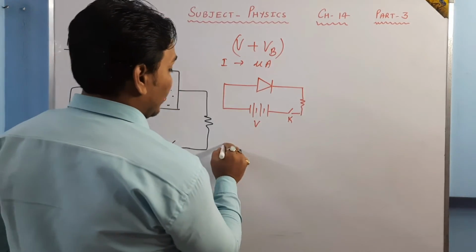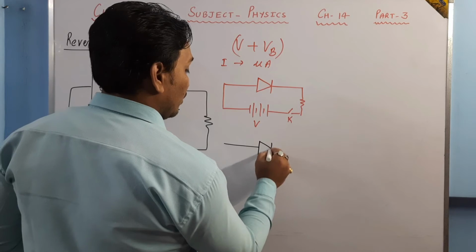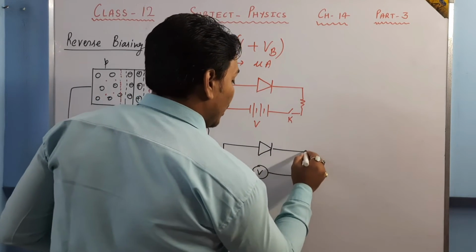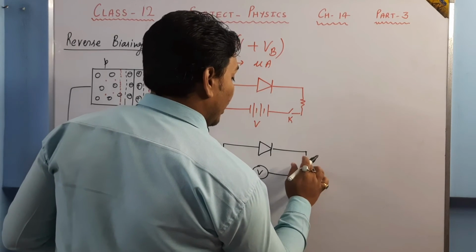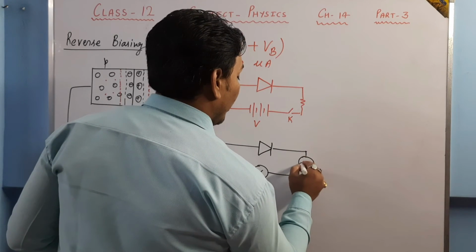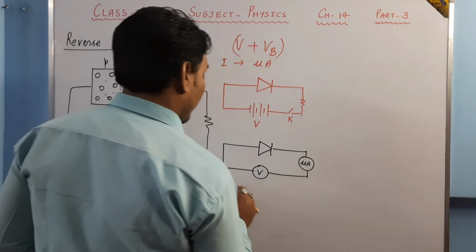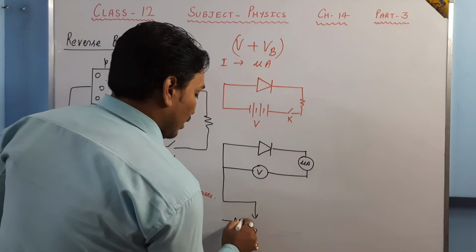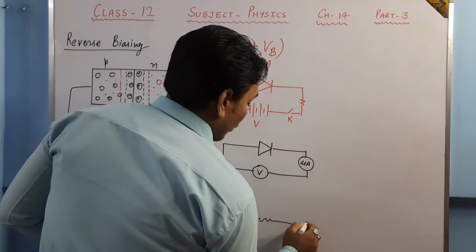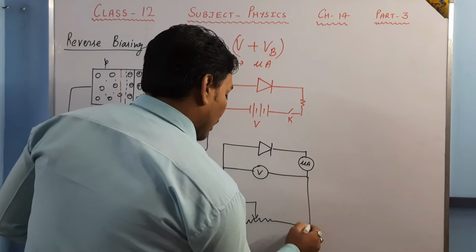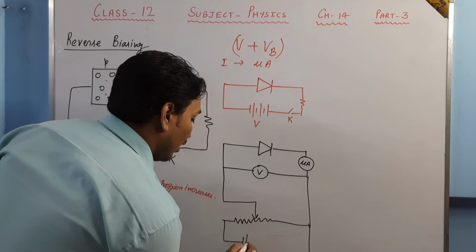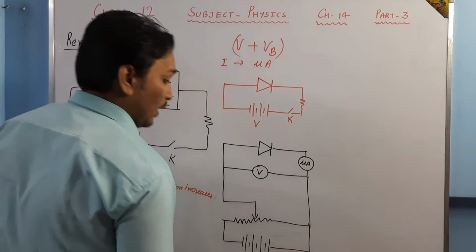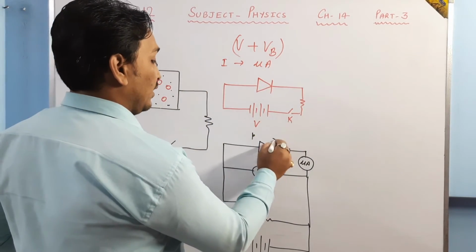For the reverse biasing characteristic, how will the circuit be made? This is your PN junction. One voltmeter is connected to note down the voltage. One microammeter is connected. What does the microammeter do? It notes down the current. Now how is the group of cells connected? The cells are connected as negative, positive, negative, positive, negative, positive, negative, positive. So these are V, okay. This is V, this is the P side, this is the N side.